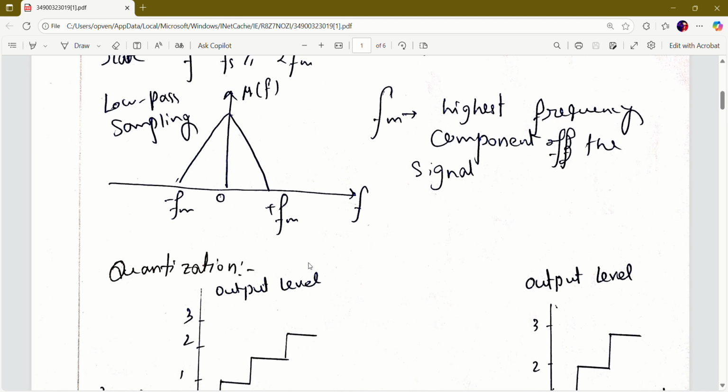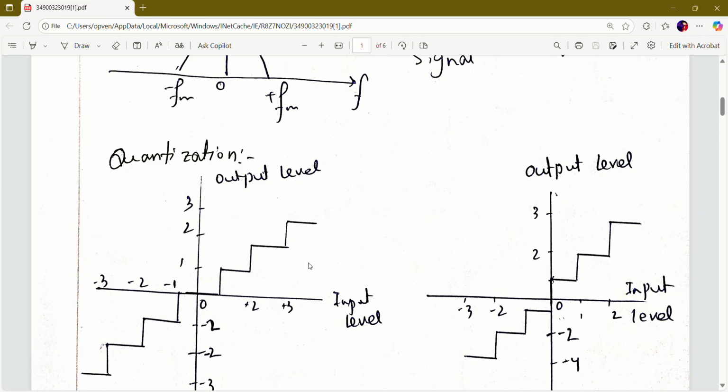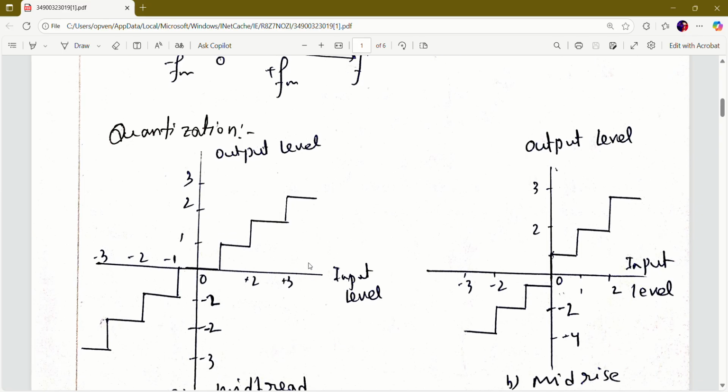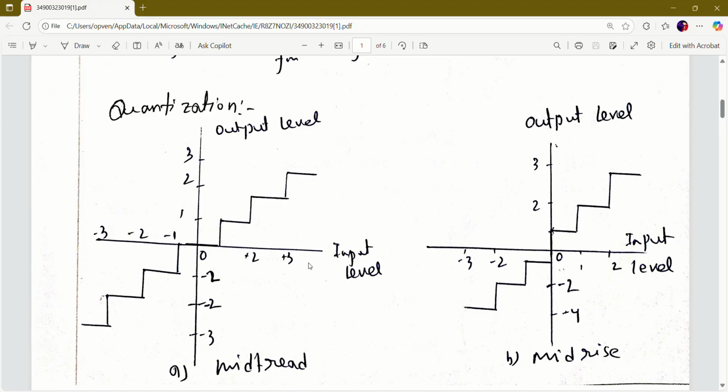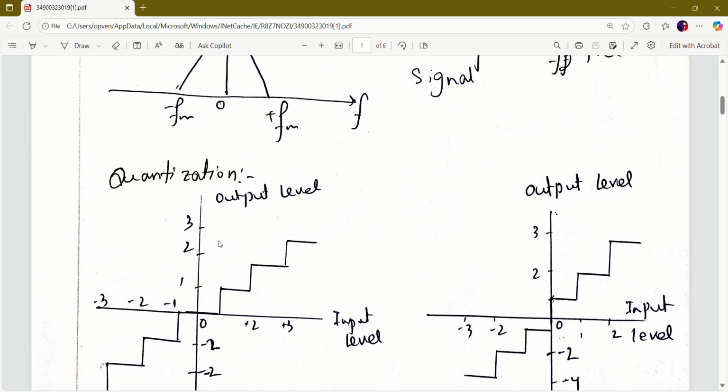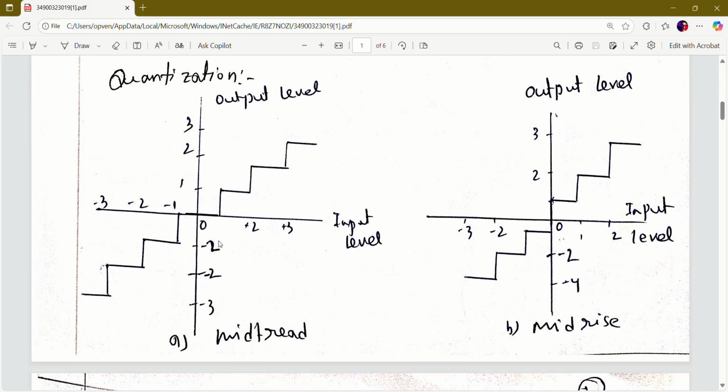Then let us know about quantization. Once the signal is sampled, after processing through the sampler, each sample's amplitude can still take infinitely many values, but in PCM we must represent the samples in digital form. So we approximate each sample to the nearest fixed level. This process is called quantization.